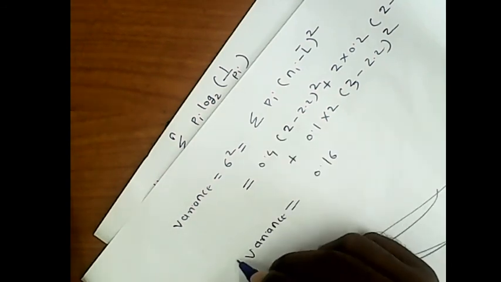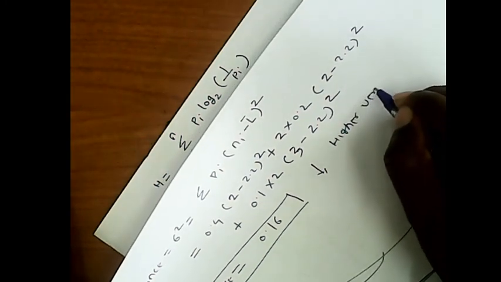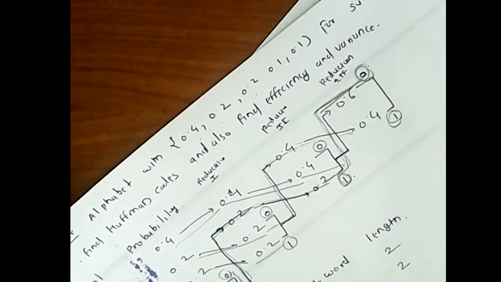Variance indicates the efficiency of a code. The lower the variance, the more efficient the code. In this way we can calculate the average code word length, and these are the steps to be followed each and every time. So in this way we can calculate the Huffman coding. In the next lecture we will take more examples to clear the concept. We can stop here. Thank you.